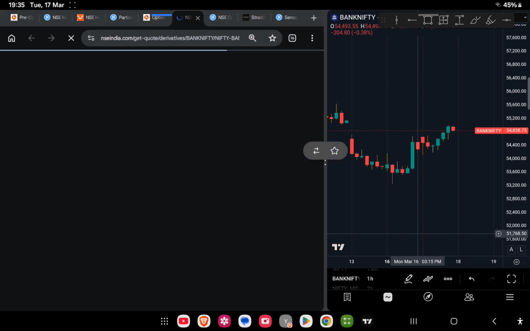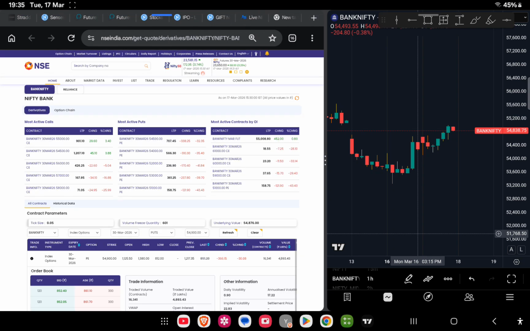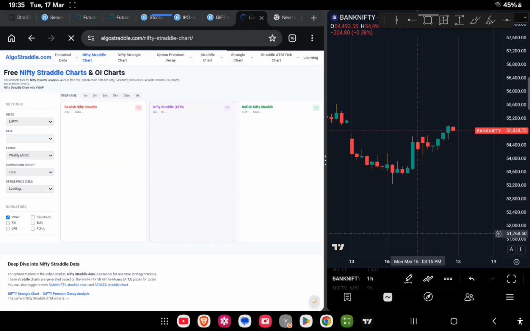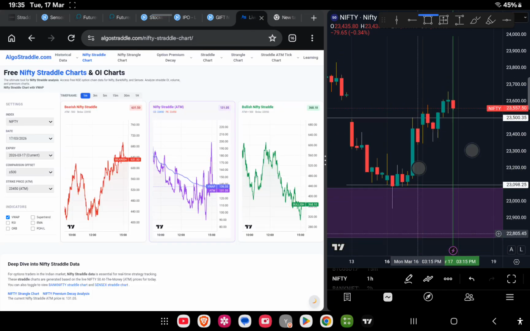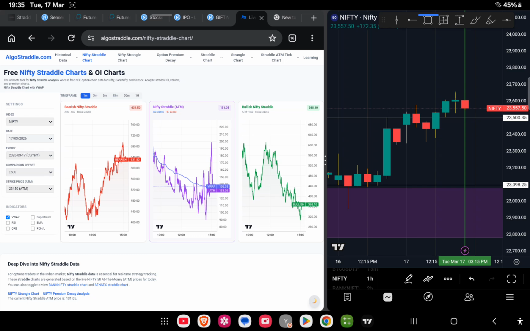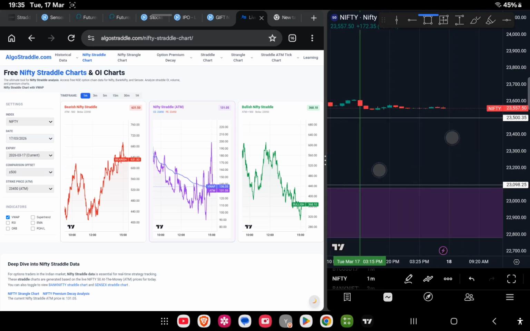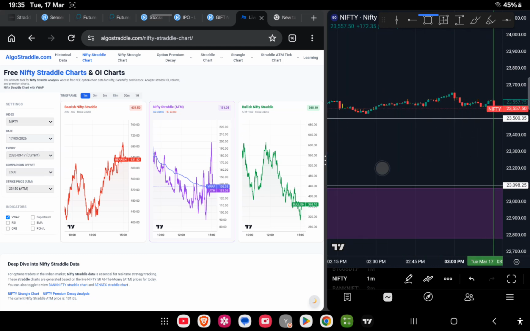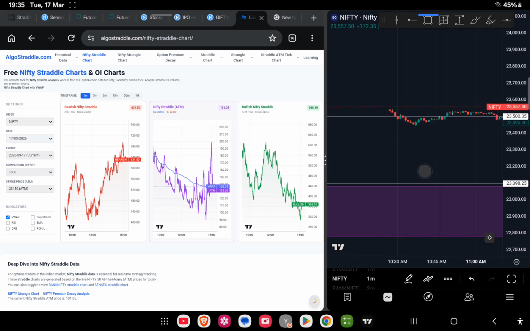Now let me take the straddle chart. I actually found a very good website which is like a replacement for Trading Tick. Now we will check for Nifty. This is Nifty today. Let me change the time frame to 1 minute. This is what the initial long straddle people should do. The market moves like this in 1 minute, so you can get a better idea.